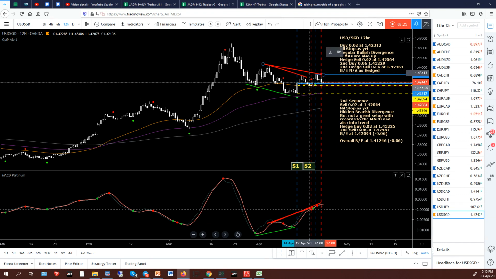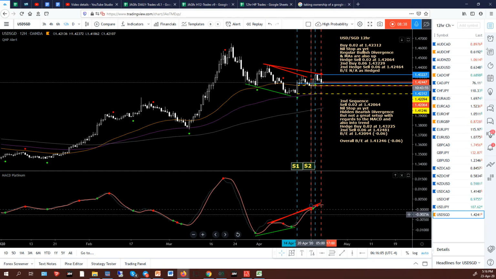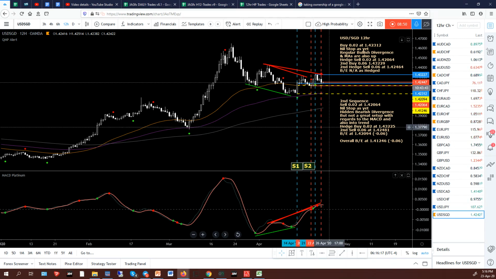So again, I've taken 2 trades in the same candle. And I start another sequence pretty well straight away. And it's a bit of a dodgy one because I don't think this. So it started with a sell because the MACD platinum is just above the 0 level. So we've got a sell, hedge buy, and now we're taking a second sell today. So I've taken 2 sells. One's a hedge for that, and one's a second sell for this sequence.